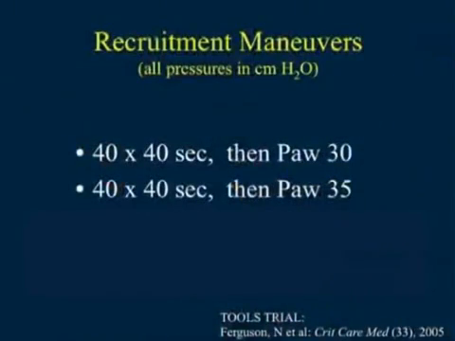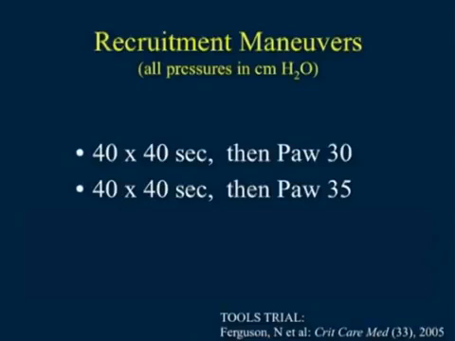If within the next 20 minutes we don't see a significant increase in the oxygenation of this patient, which is clinically seen as a capability to decrease the FiO2 to 0.6, then we perform a second recruitment maneuver of 40 centimeters for 40 seconds. But instead of coming back down to a pressure of 30, we come back down to a pressure of 35, and you see in the diagram.